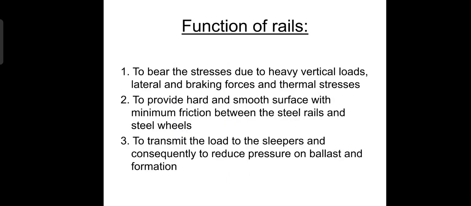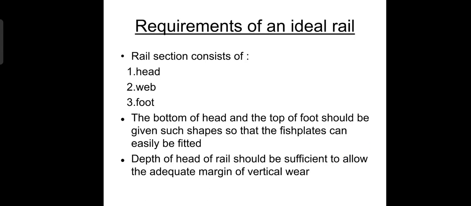Rails. Functions of rails: to bear the stresses due to the heavy traffic, vertical load, lateral and braking force and thermal stresses. To provide a hard and smooth surface with minimum friction between the steel rails and steel wheels. To transmit the load to the sleepers and consequently to reduce the pressure on ballast and formation. Requirements of an ideal rail.